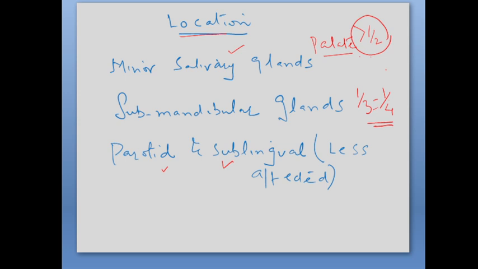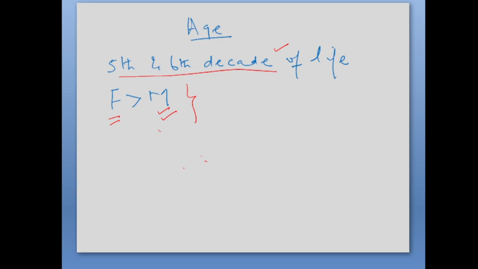Adenoid cystic carcinoma is seen both in minor and major salivary glands. Among major salivary glands, submandibular glands are mostly affected. Parotid and sublingual glands are not affected as much as submandibular glands. Adenoid cystic carcinoma is mostly seen in the 5th and 6th decade of life. Females are more affected than males.